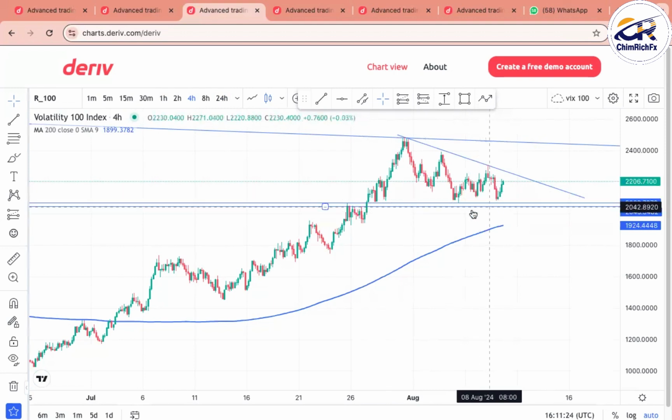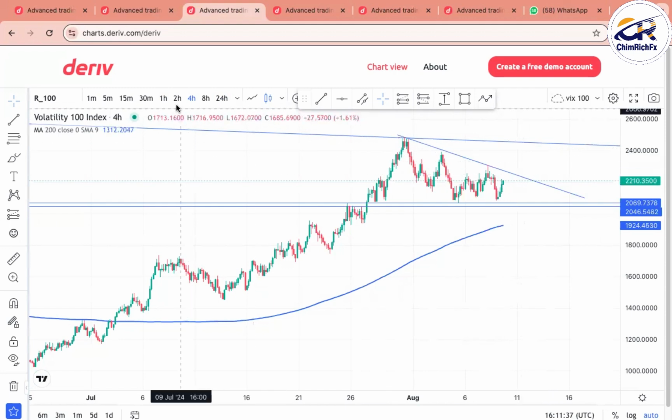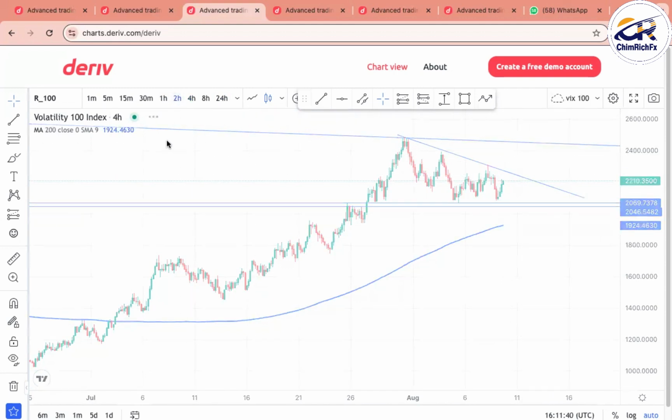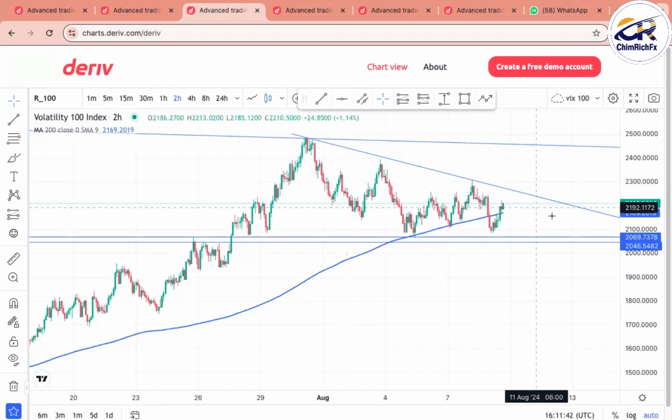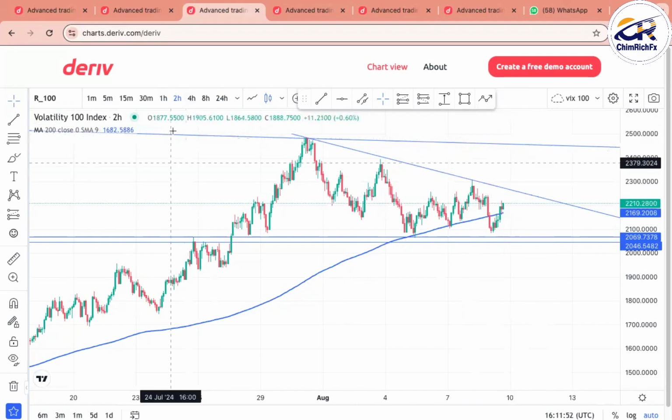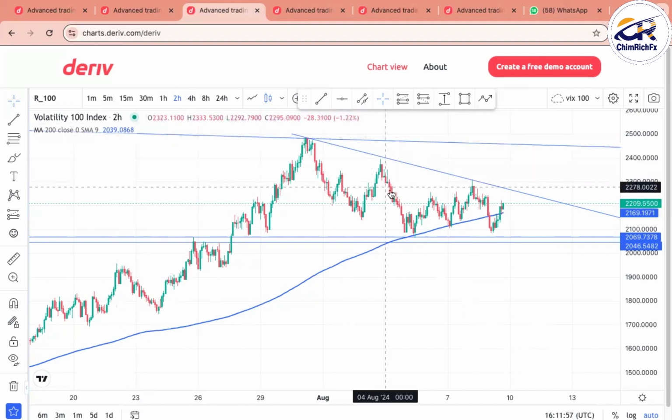For you to start looking for a sell case scenario, you have to wait for the market to break out from this zone and have a proper retest. Then we can say, okay, let's sell. Or if we are still going for a buy case scenario, we can wait for price to break out from this trend line and have a retest, then we can go for a buy as a swing trade.